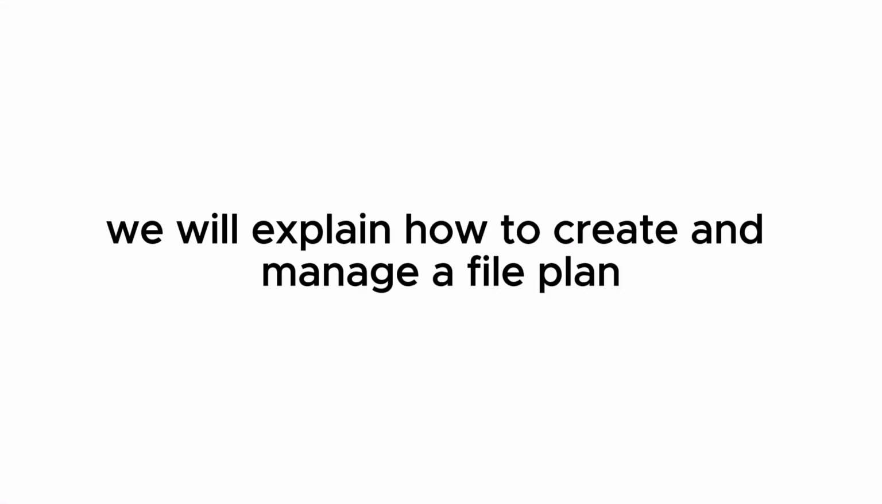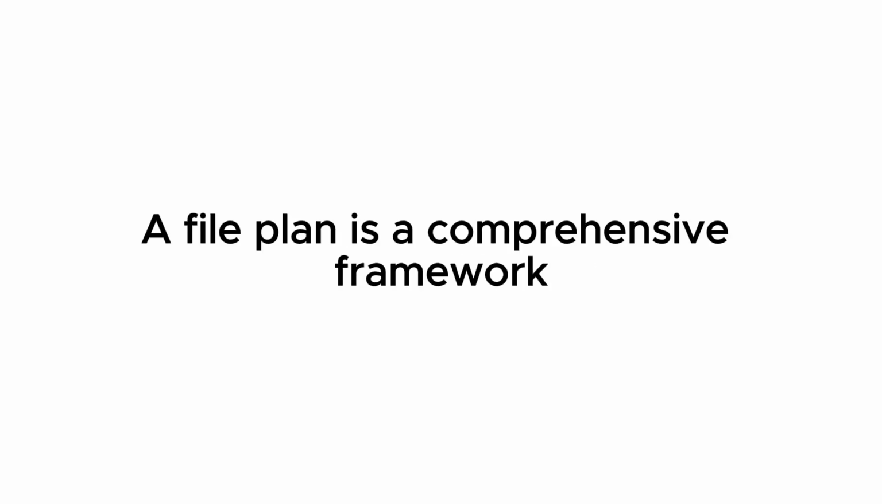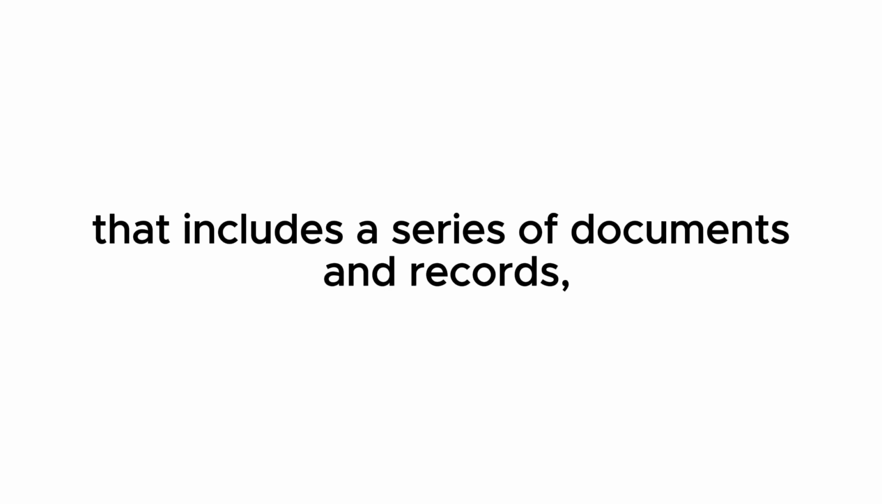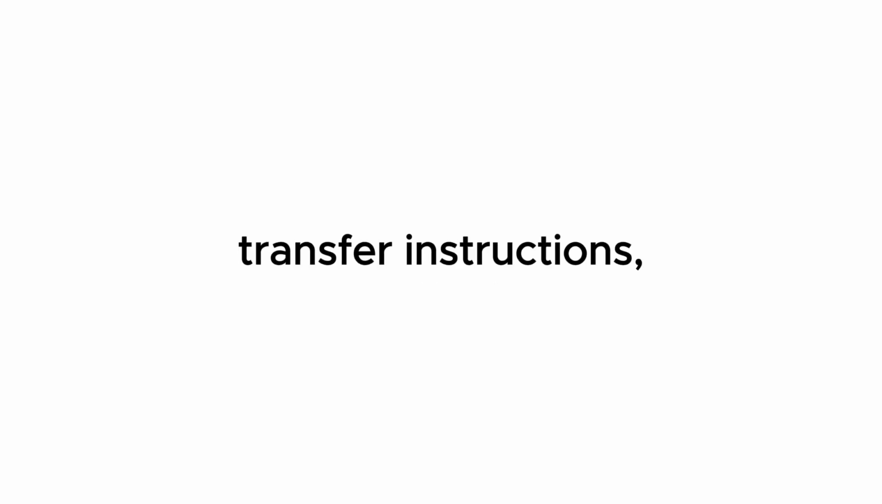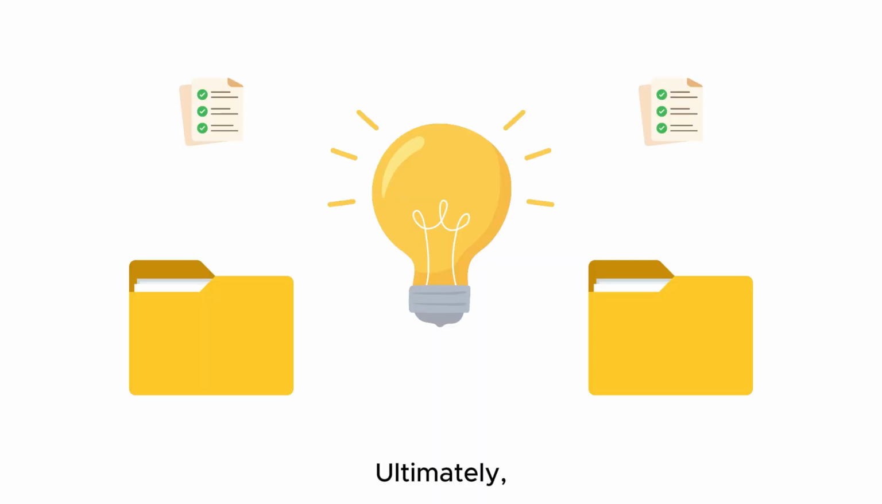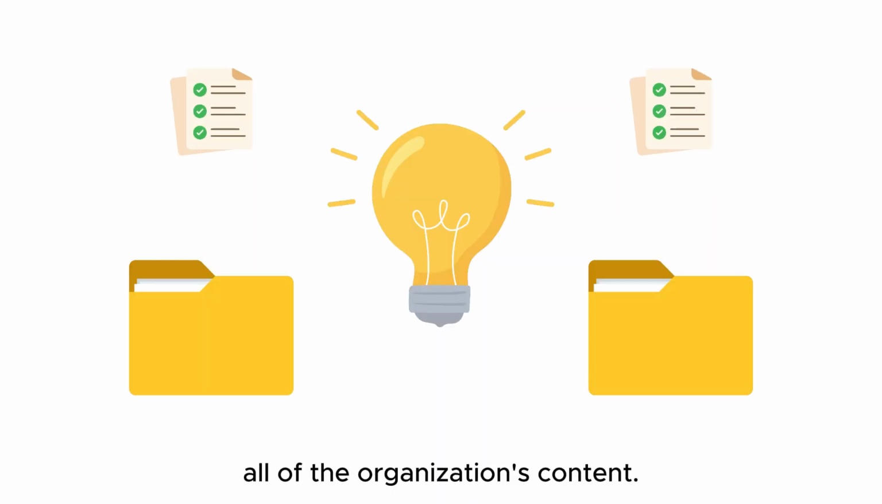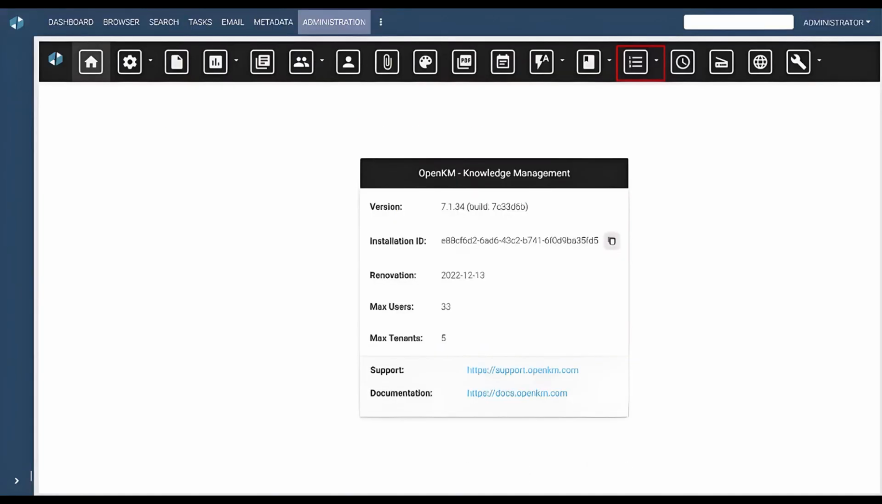In this video, we will explain how to create and manage a file plan within OpenKM. A file plan is a comprehensive framework that includes a series of documents and records, their organization, transfer instructions, and final disposition instructions. Ultimately, the tool effectively manages all of the organization's content.